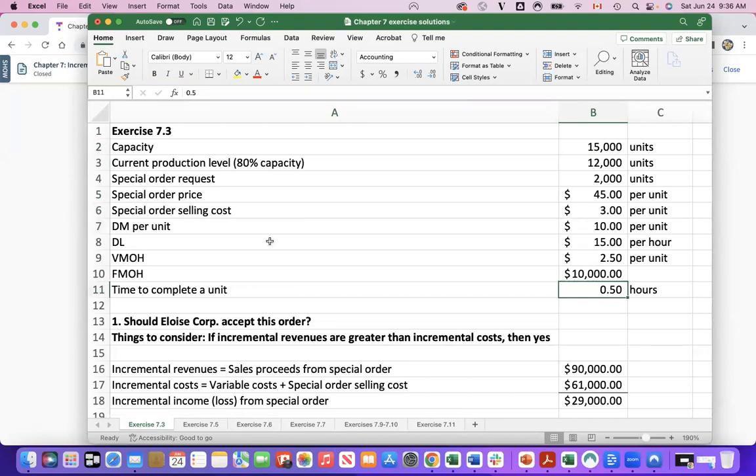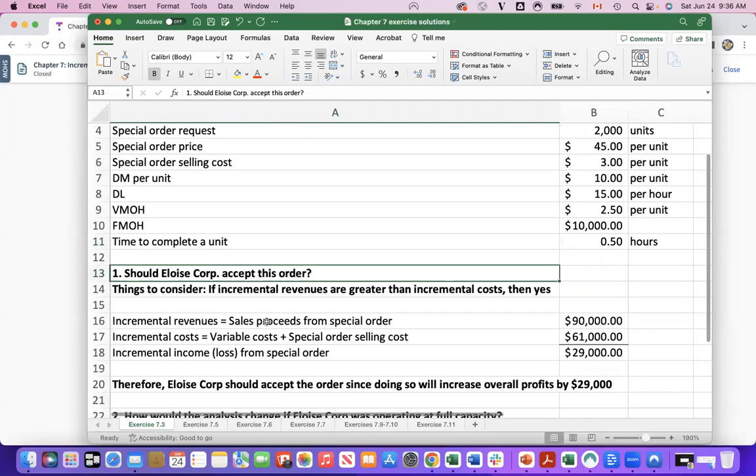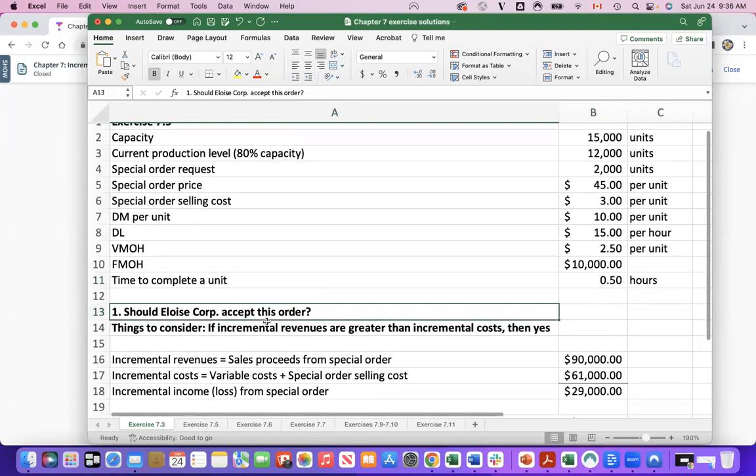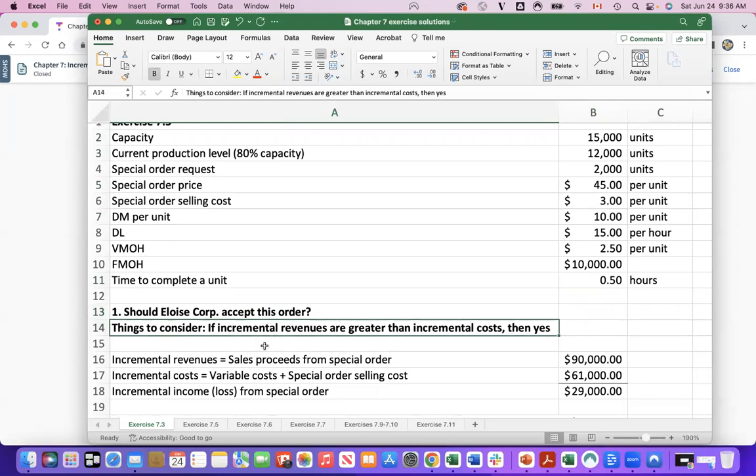So the question is, should Eloise Corp accept this order? Remember, in this situation with a special order, what do you have to consider from a financial standpoint? That's what they're focusing on here. First, just the financial standpoint. From a financial standpoint, what you have to focus on is, are incremental revenues greater than incremental costs? If they are, from a financial standpoint, then yes, we should accept the order. If not, then we shouldn't, because we would incur a loss.